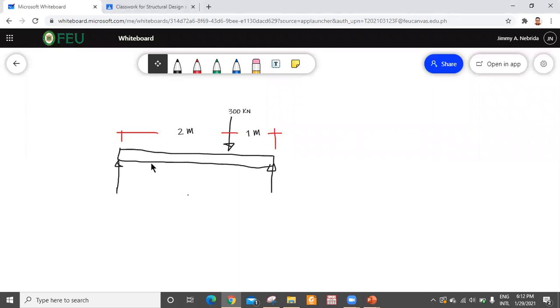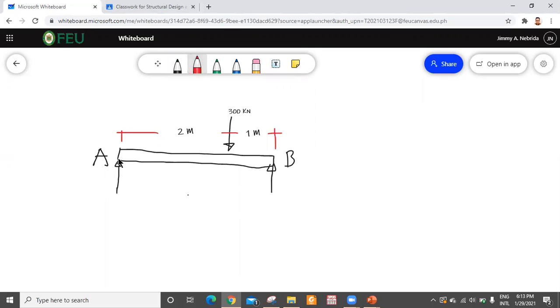Okay, so based on the problem, as you can see, we have here a simple beam, 3 meters in span. Let's say here is A, and then you have here B. You have a concentrated load of 300 kilonewton, at a distance 2 meters from the left support. So we are going to compute the deviation first at B with respect to tangent at A.